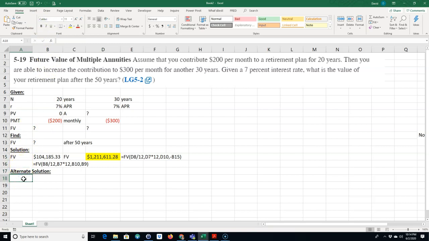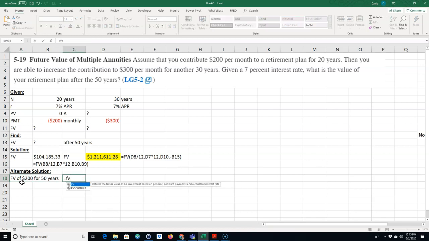So what I could say, well, instead of having $200 a month for 20 years and then $300 a month for 30 years, I could say for 50 years I have $200 a month. So I can calculate the future value of $200 for 50 years. Okay, so that would be equal to future value.